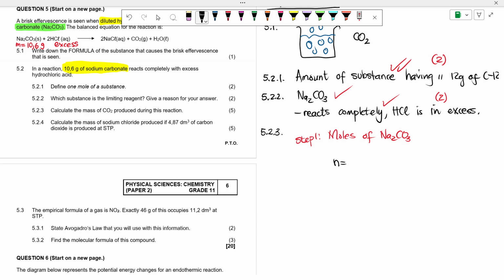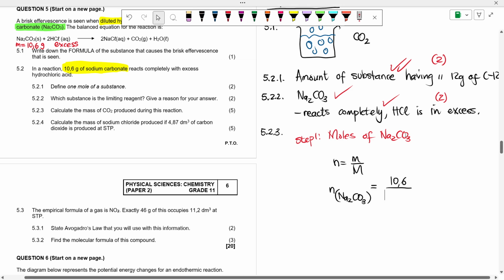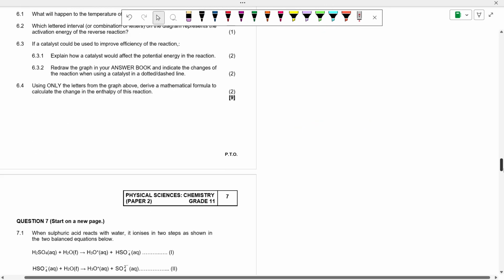So n is equal to m over M. Then when I substitute, I need to specify which moles I'm finding. Otherwise, the marker will think that maybe that's your final answer. So I specify in brackets that I'm looking for moles of sodium carbonate, and I put the mass on top, 10.6. I need to calculate the molar mass. Sodium, let me just scroll down because I can't remember. I think sodium is 23 or something like that.